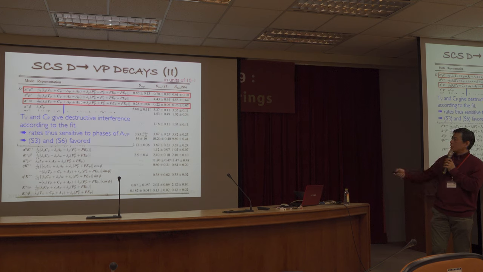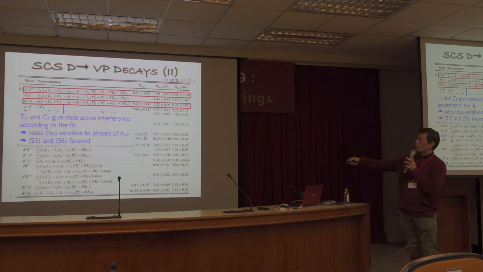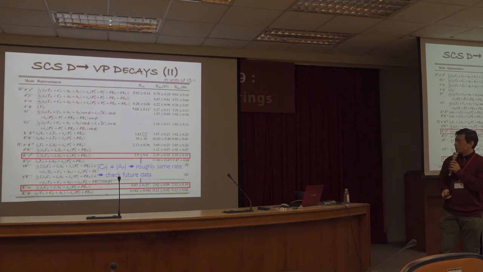And here, if you look at these two decay modes, you see that they involve the same TV plus CP. They have opposite phase, so there is a destructive interference between these two, and destructive versus constructive interference here. But somehow this branching ratio is smaller and this branching ratio is bigger. So this tells us that it is very important to know the relative phase between this combination and this combination. Again, from here, we found that the third and sixth solutions are better.